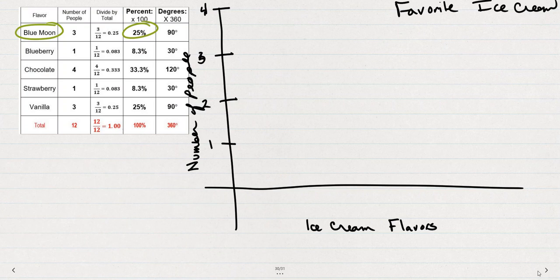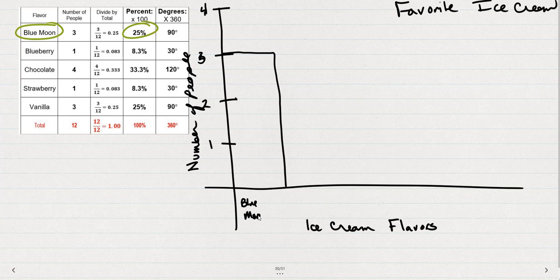Here's how we draw our histogram. We're going to start with Blue Moon. It looks like there were 3 people who said that Blue Moon was their favorite. And then we've got 1 person who chose blueberry. Notice that these 2 rectangles are touching. I want to recommend that you use a straight edge, a ruler, a piece of paper, something to get nice straight lines. You could go back and color each of these rectangles later. We've got 4 who selected chocolate.